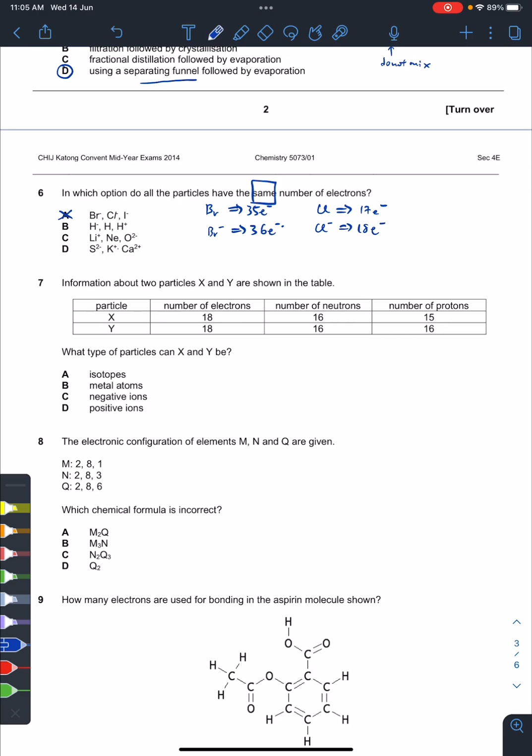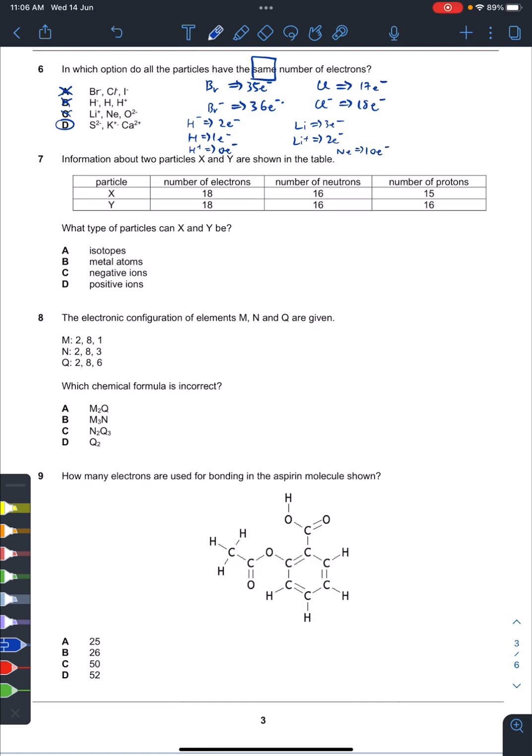Then, next. B is confirmed wrong. H minus, H plus. H has 1 electron. H minus means gain, so 2 electrons. H plus is 0 electrons. Clearly different. Lithium has 3 electrons. Lithium plus is 2 electrons. Neon is 10 electrons. Again, different. Answer is D.